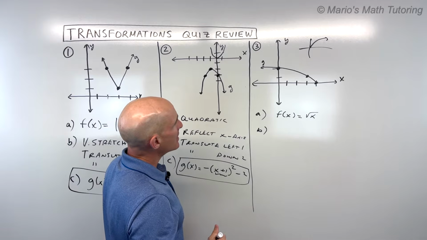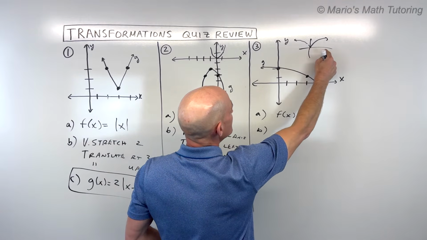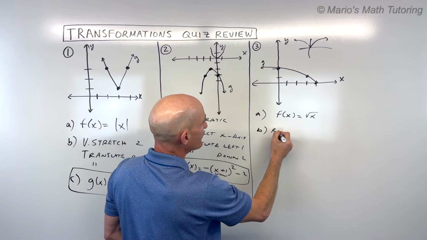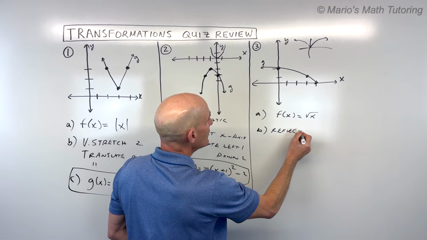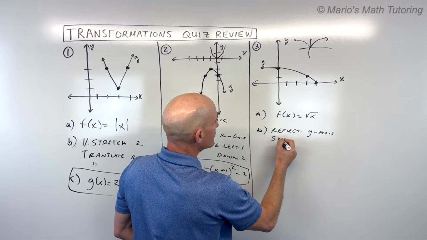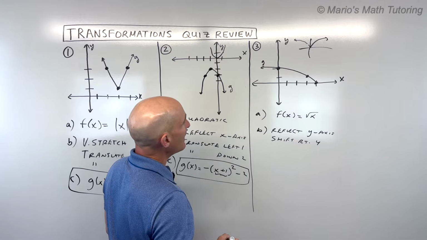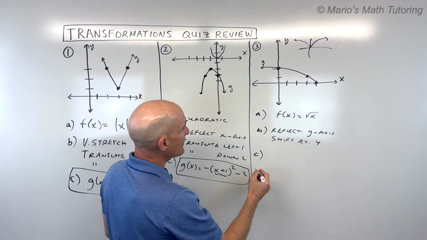And I think that's, and then what it's doing when it reflects over the y-axis, then we're shifting to the right 4. So let's write that down. Reflect over the y-axis. Then we'll say shift right 4. And let's see if we're going to write the final equation now. That's going to look like this.